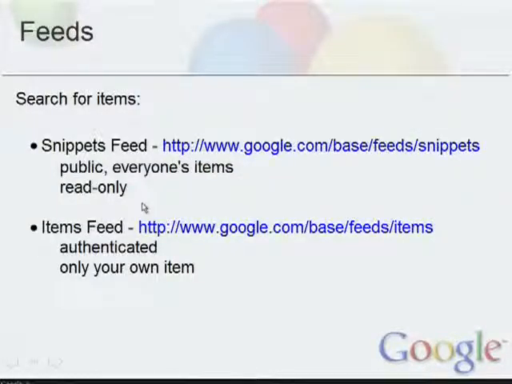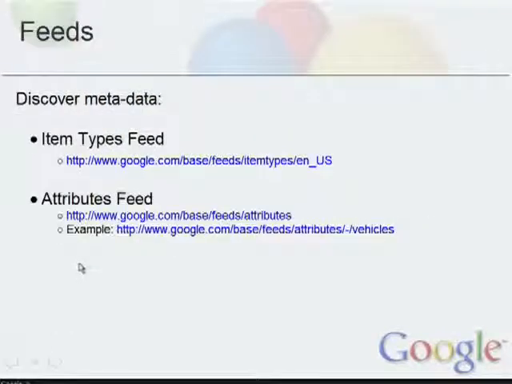There are a few different types of feeds worth talking about here. The snippets feed, which is a public read-only feed, and you can see everyone's items. This is the URL for it. And the items feed, which is an authenticated feed, and it's only your items, so you can't see anyone else's items. There are two types of metadata feeds where you can learn and discover different types of categories.